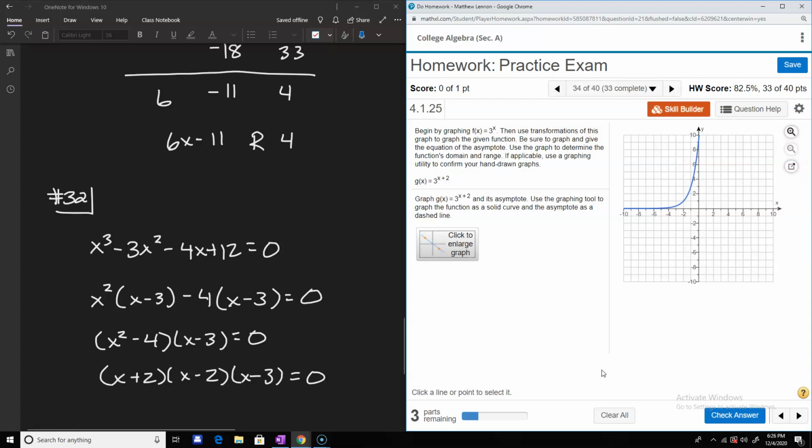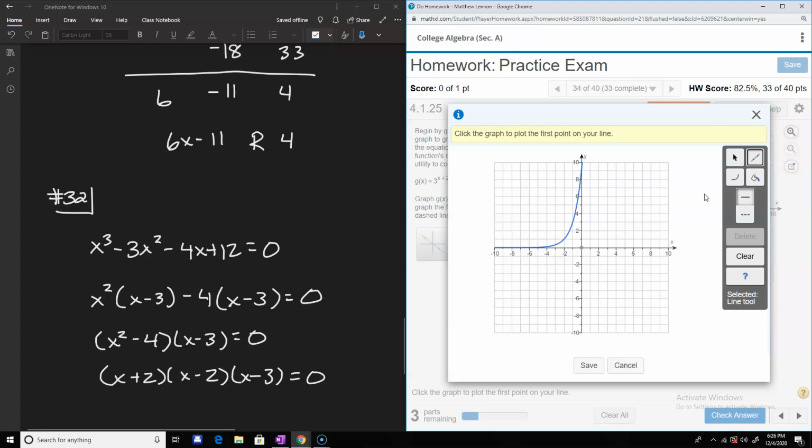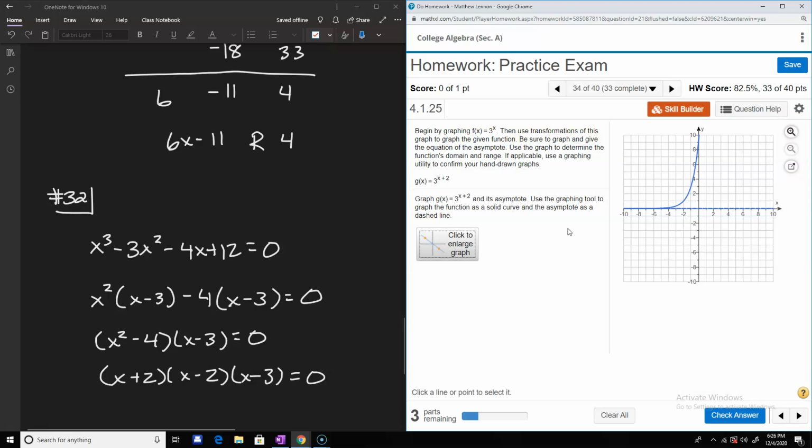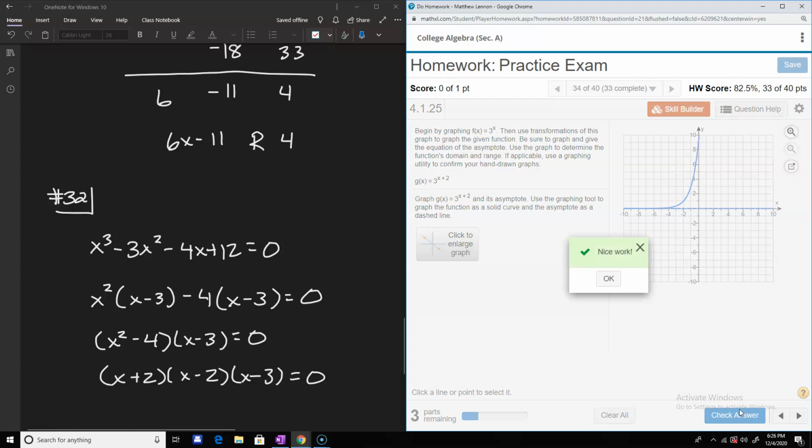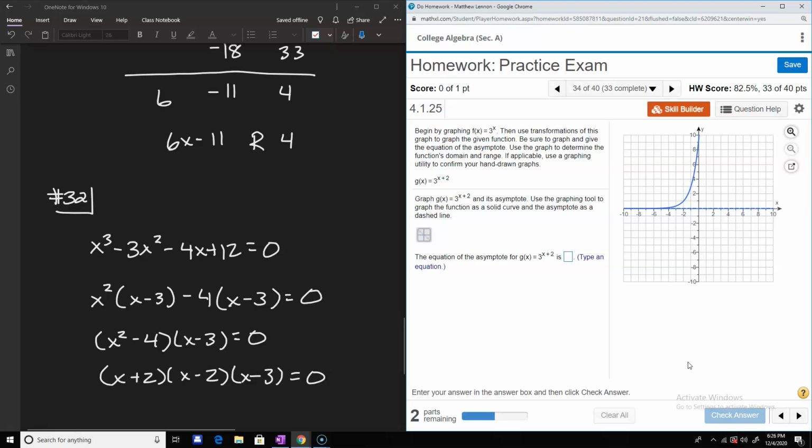It's said also to graph the asymptote, so why don't we do that as well? That should be a line, and it's just the x-axis. We want to make it dotted, though, I believe. So we have a dashed line. So we got both things. And let's go ahead and check that out. Looks good. The equation of the asymptote, well, what's the equation of the x-axis? It's actually just y equals 0.